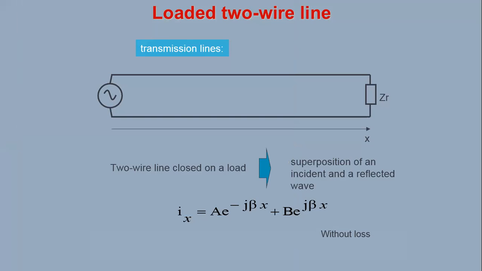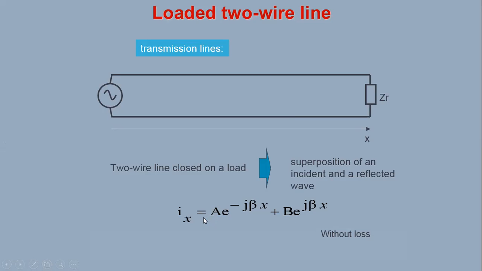If you take the example of a transmission line, definitely two wires will come into the picture. The two wires are connected, and the load is connected at the end side. The source will be at the beginning side, the terminating side will be the load, and in this way two wires are passing in the transmission line. In such a case, how can we write the expression for the two-wire line closed on the load, or how the superposition of an incident and reflected wave can happen?